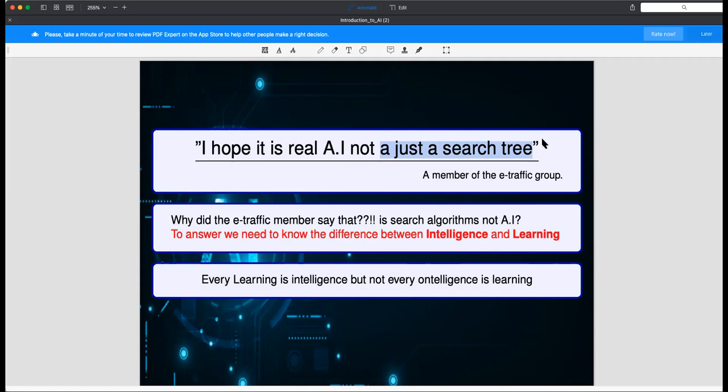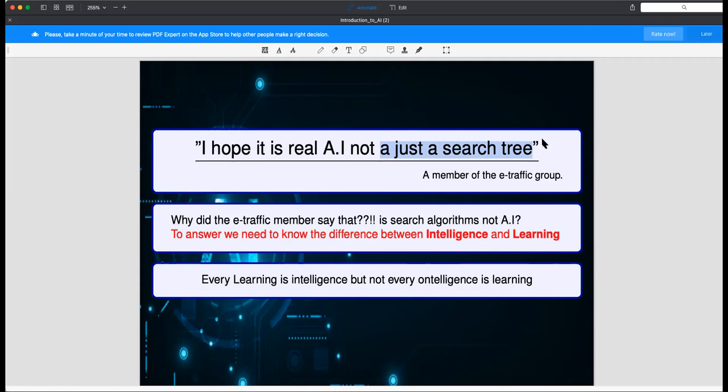If you don't have learning, how can you have intelligence? Well, search trees. And that's what he said. He considered the search trees not real AI. By the way, I'm not saying that he's wrong. 50 years ago or 40 years ago, search trees were considered real AI. Nowadays, it's not. So he's absolutely right.